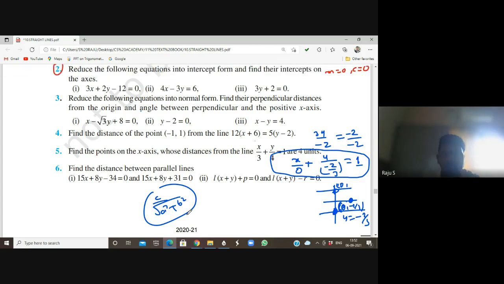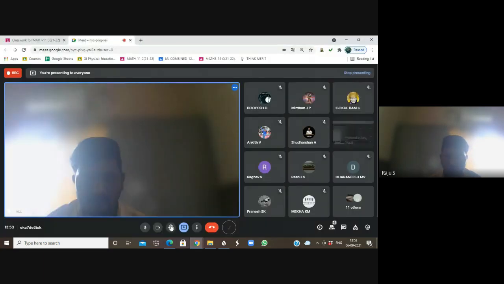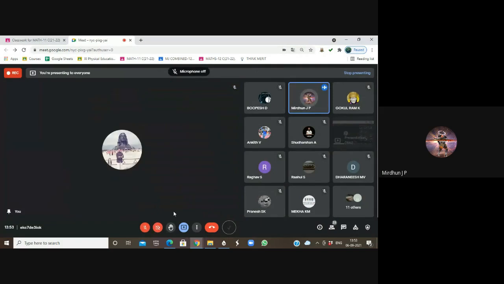Students can try to do the remaining 2 subdivisions. One minute, students. The third subdivision alone.